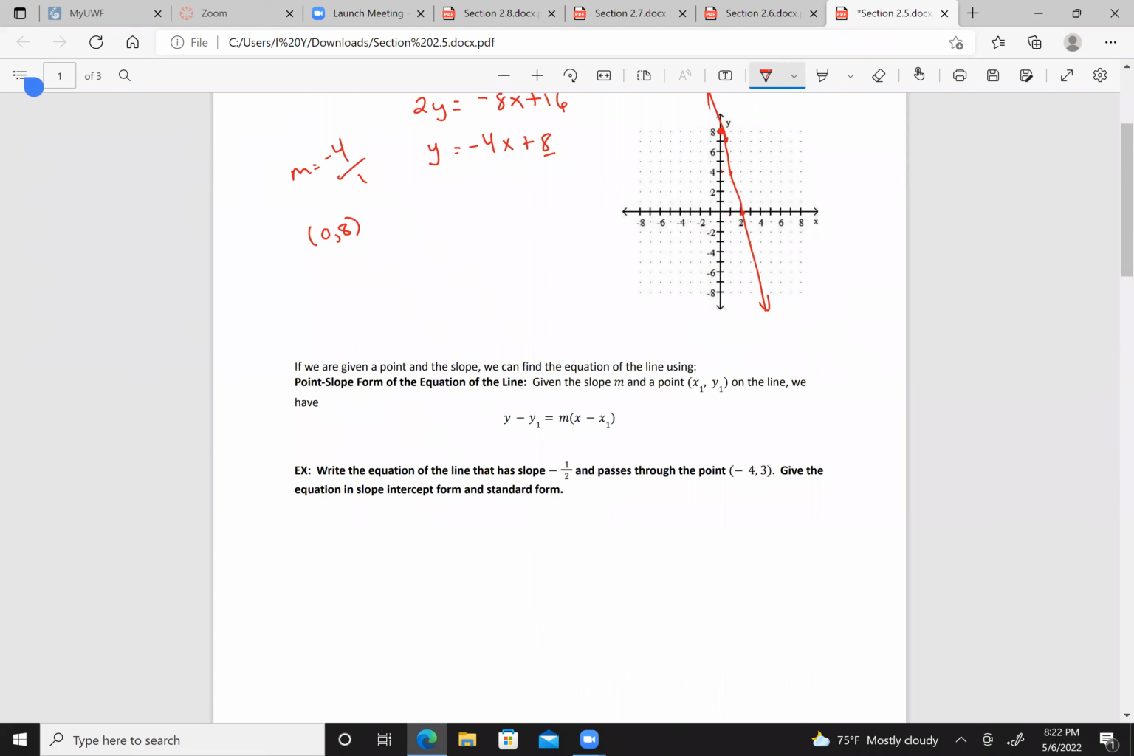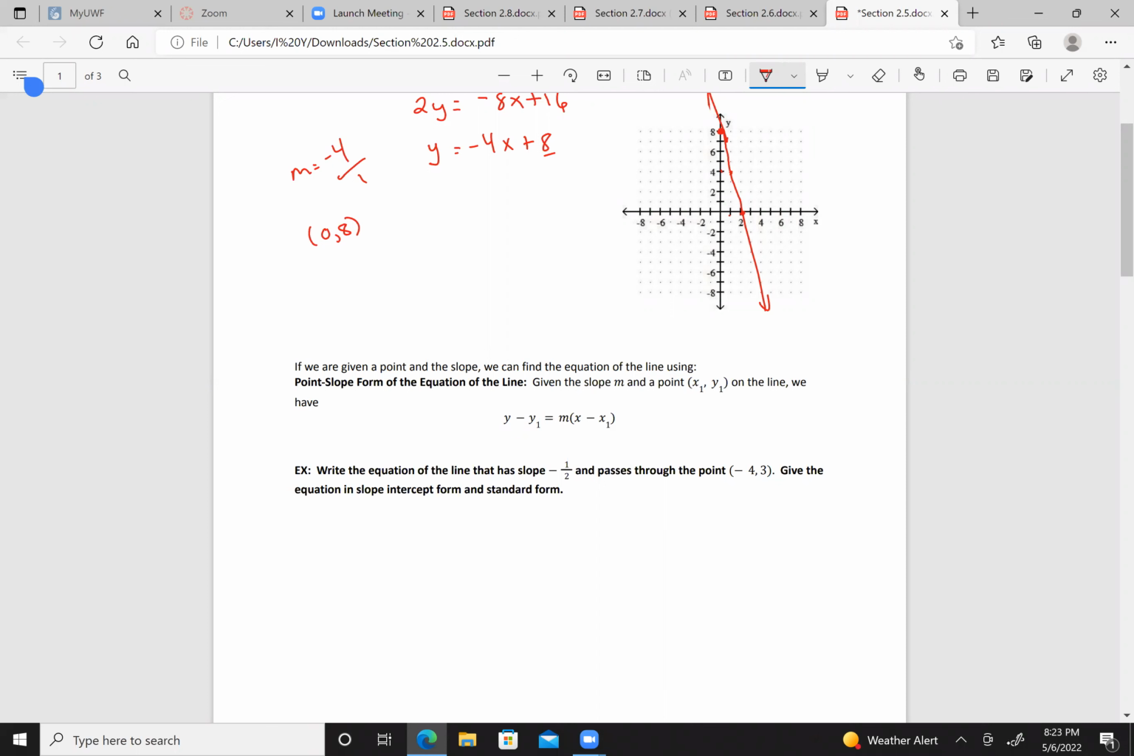If we're given a point and a slope, we can find the equation of the line using what's called the point-slope form of the equation of the line. Given the slope m and a point (x1, y1) on a line, we have y minus y1 equals m times (x minus x1). So write the equation of a line that has slope negative 1/2 and passes through the point (-4, 3). Give the equation in slope-intercept form and standard form.